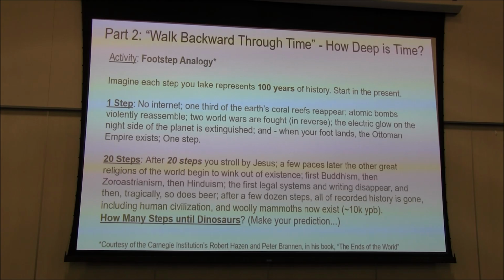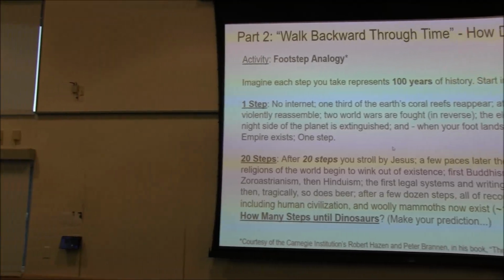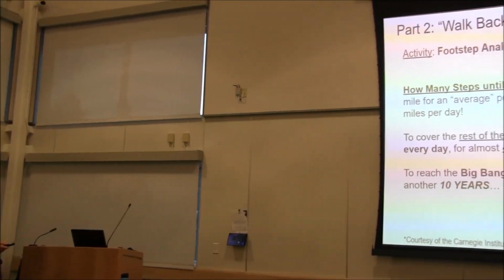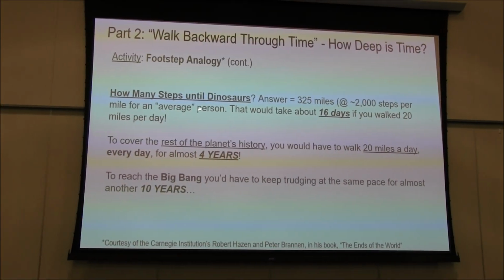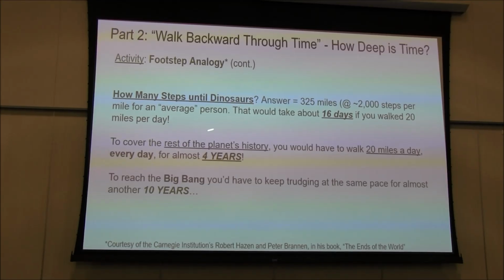And now you're at woolly mammoths. And so how many steps until dinosaurs? Make your prediction now. Don't tell anyone if you don't want to. Anyone got a guess? 650,000 steps. How long is it going to take an average person to do 650,000 steps? Here's the answer. 325 miles, 2,000 steps per mile for an average person. So that's about 16 days to get to dinosaurs from right here.